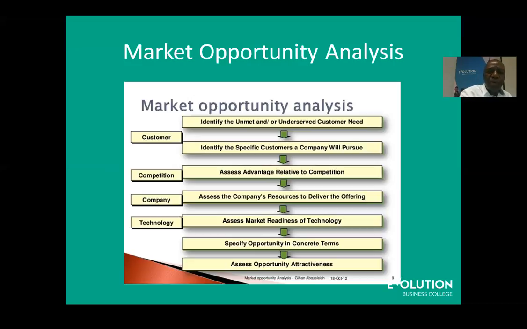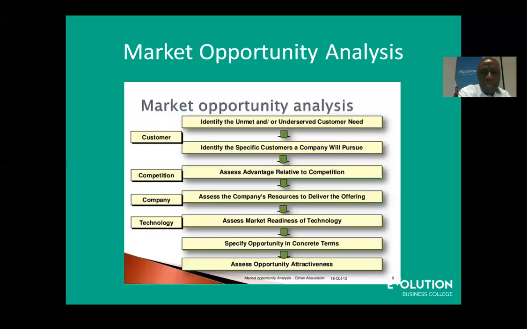So when you get to competition, you assess the advantage relative to competition. You say, what is my advantage? What is my competitive advantage over my competitors? That means, what is that unique thing in my product that will separate it from the rest of the other products on the shelf? What is the unique service I'm giving to the customer that they'll choose me over everybody else? So what's your competitive advantage?